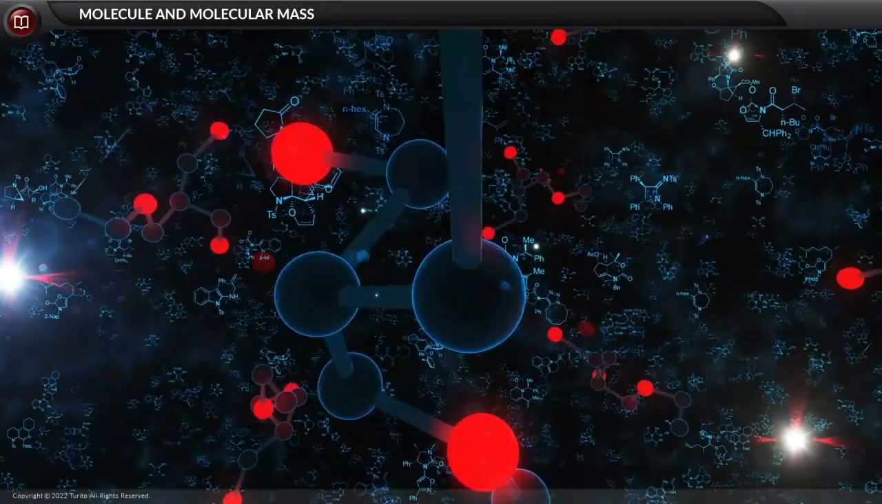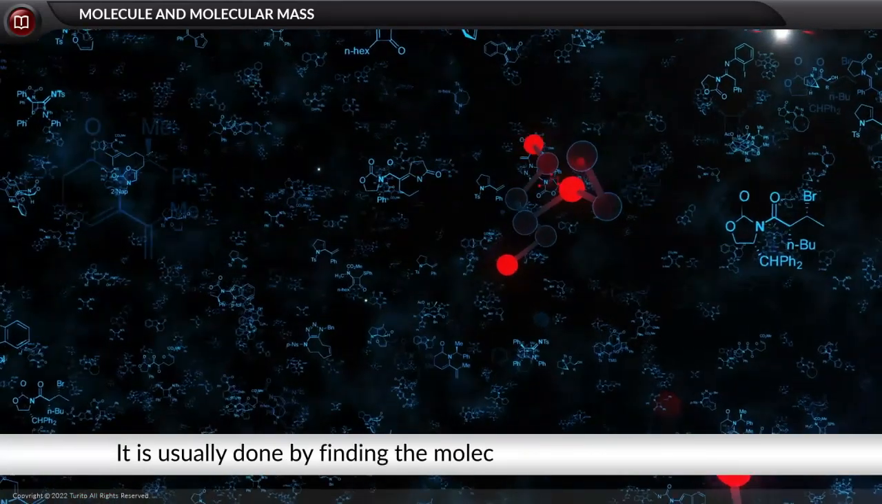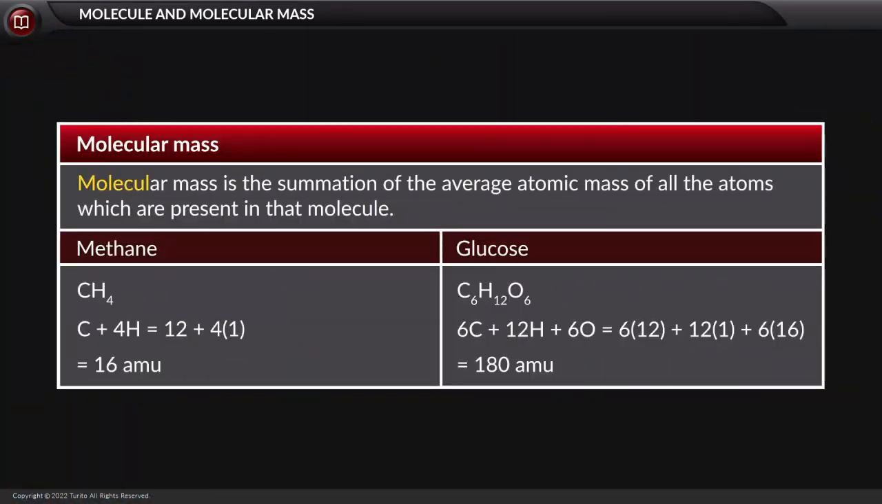After this, let us see how to calculate the mass of a substance. It is usually done by finding the molecular mass of the substance. Molecular mass is the summation of the average atomic mass of all the atoms which are present in that molecule. For example, methane. Its formula is CH4, so its molecular mass can be calculated as C plus 4H is equal to 12 plus 4 into 1. Here, 12 AMU and 1 AMU are the atomic mass of C and H, respectively. So, the molecular mass of methane is 16 AMU.